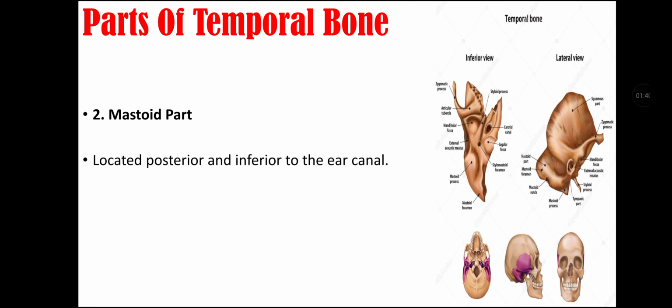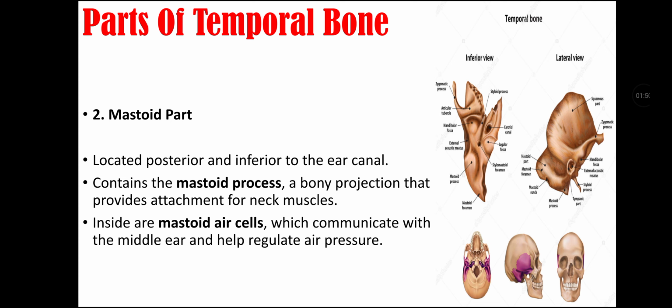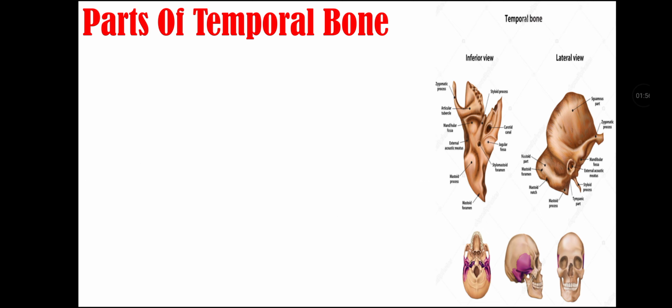It is located posterior and inferior to the ear canal. It contains the mastoid process, which is a bony projection that provides attachment for neck muscles. Inside are the mastoid air cells, which communicate with the middle ear and help regulate ear pressure.